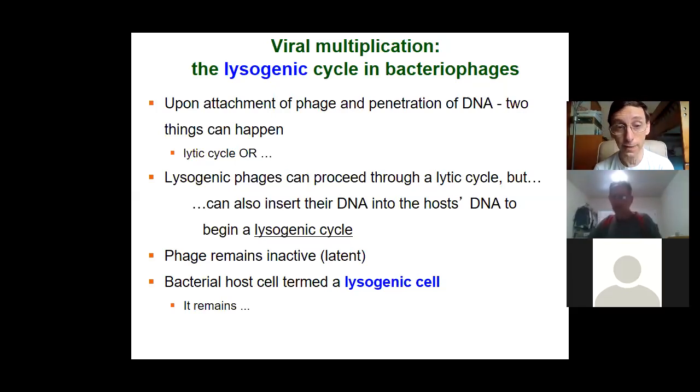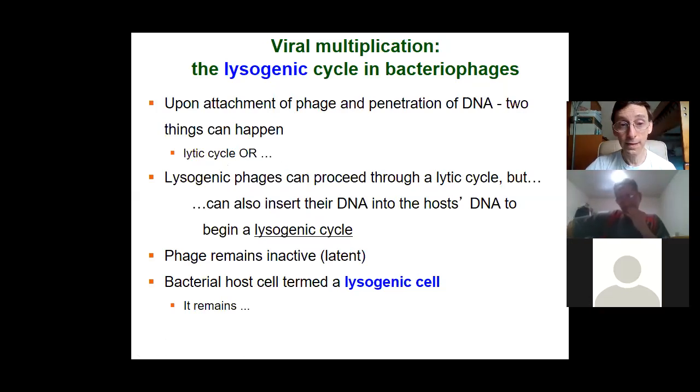It'll then lyse the cell, releasing the new virions. And that is the lytic life cycle of a lysogenic virus. But as I stated, the lysogenic virus, when it first infects a host cell, decides whether to enter the lytic life cycle or the lysogenic life cycle. If it enters the lysogenic life cycle, there's a gene of the lysogenic life cycle, which is a repressor protein, and it represses the genes of the lytic life cycle. Any question about that?